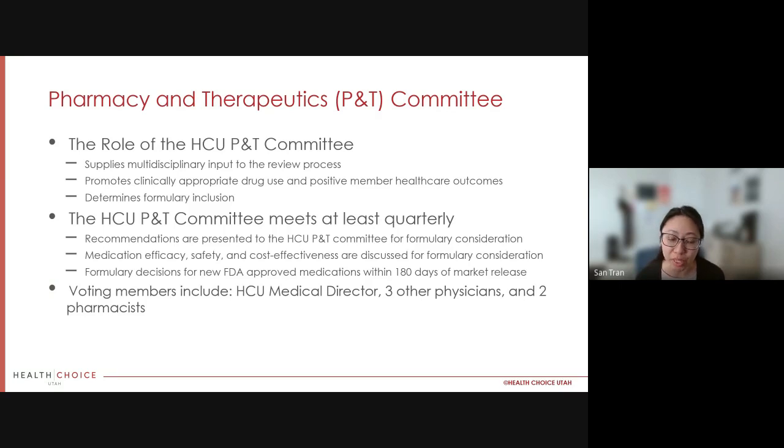In addition, we also look at medication efficacy, safety, as well as cost effectiveness to also consider formulary decision in their overall review of medications. When it comes to new drug approvals, we like to look at those within 180 days, 6 months of market release. And currently our voting members in our committee include the medical director, 3 physicians, and 2 pharmacists.